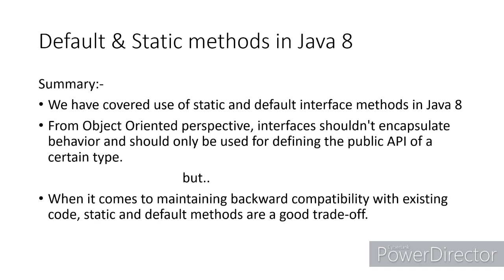So to maintain the backward compatibility with the existing code, static and default methods are a good trade-off. Trade-off means we are ready to compromise on a principle to a certain extent. What is the principle? The principle is that an interface shouldn't encapsulate behavior. That is the main principle of object-oriented programming, of a good design. But we are ready to compromise and have a good trade-off for this, because it's going to provide a big advantage for us. That's what it is saying.